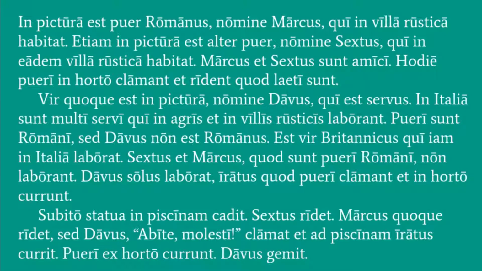Then it continues. Davus solus laborat, iratus quod pueri clamant et in horto currunt. So Davus, right? He works alone. Solus laborat, right? He's working by himself is the idea. And notice how solus is matching with Davus. They both have the US ending. And he's angry, iratus, because the boys, the pueri, clamant, right? They're shouting, and currunt, running in the garden.